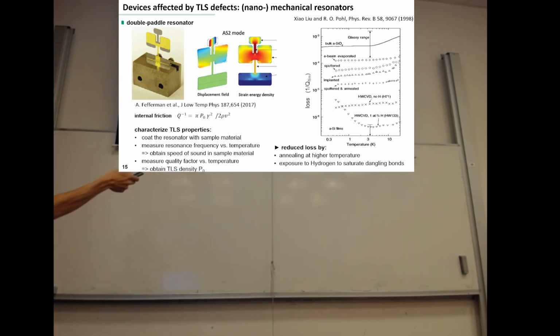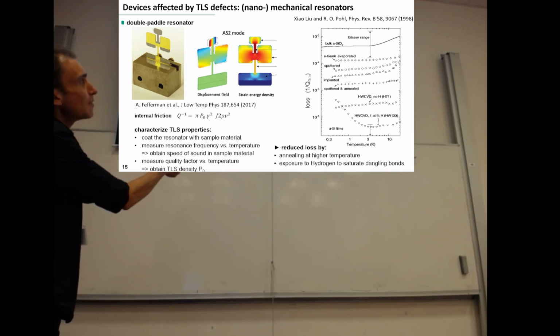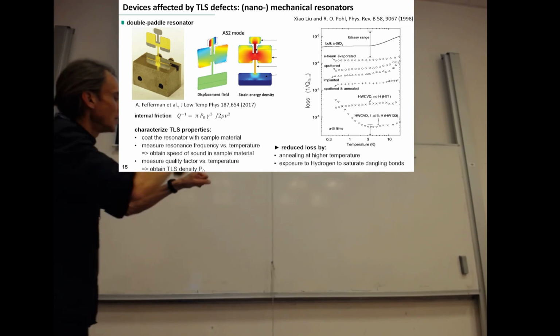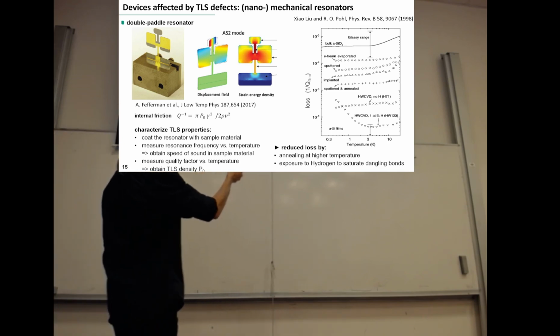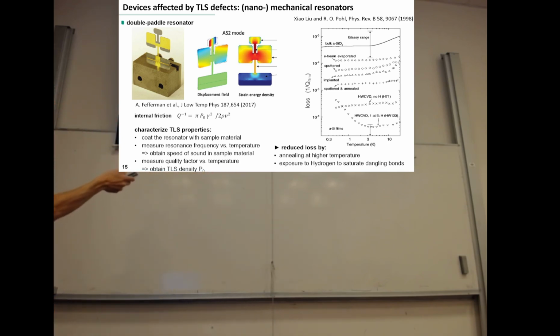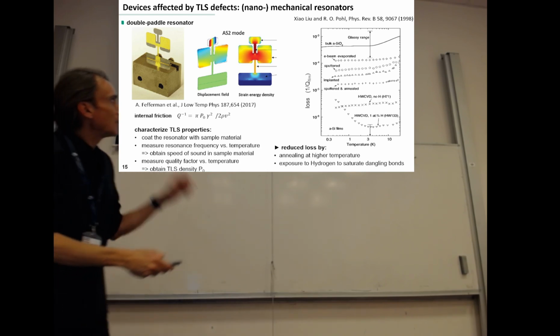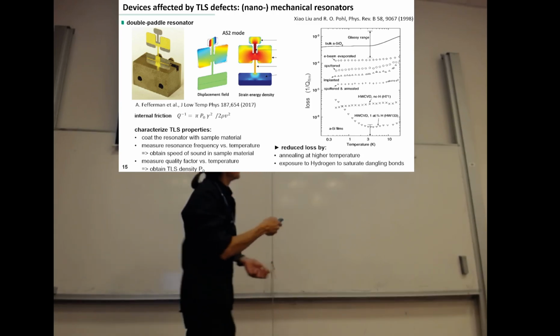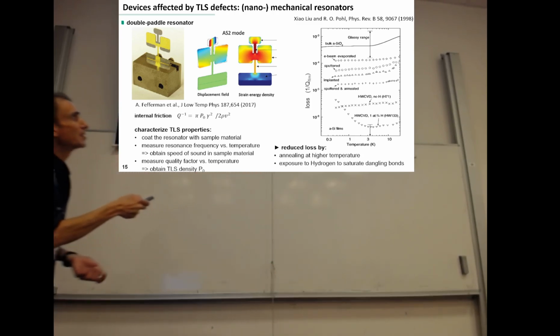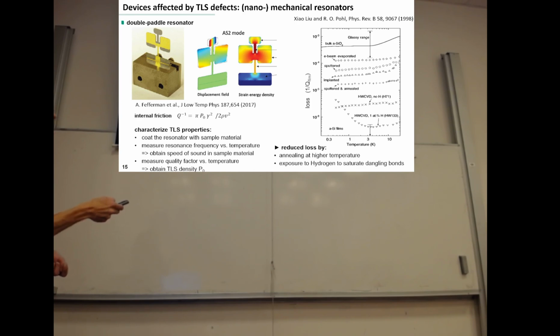You can deposit this material here with some beam evaporation. So you just heat some metal with an electron beam, and it evaporates and condenses there. Or you can sputter it. And you see already this makes a big difference in the mechanical loss. Here it's also interesting to see that when you expose this material to hydrogen, which are the lower curves here, then the loss is significantly reduced.